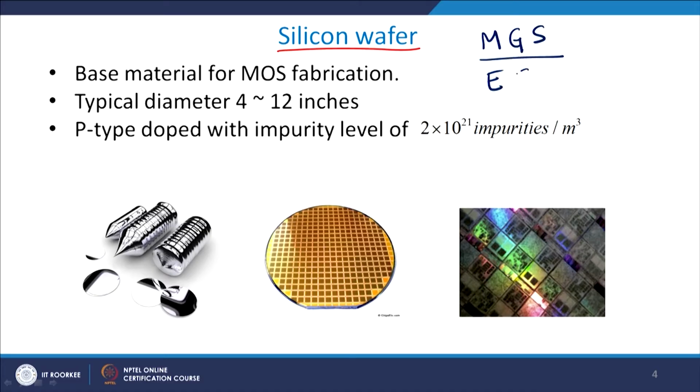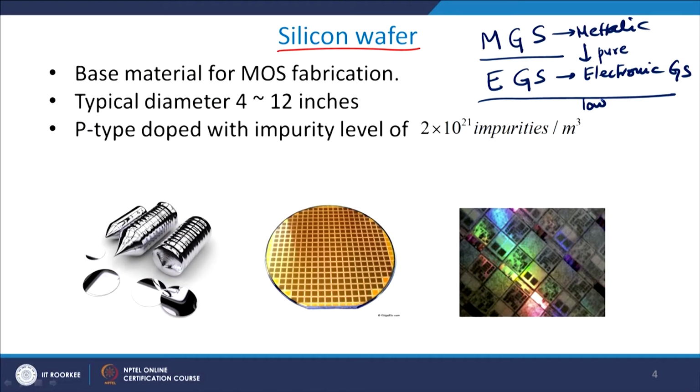You also have an electronic grade silicon. So, this is basically your electronic grade silicon, and this is your metallic grade silicon. So, as you can appreciate, this is much more pure as compared to metallic grade. So, typically when you fabricate silicon wafer, you first fabricate MGS and then you do more refining to get EGS. So, in EGS you will have very low impurity, both in terms of external agents as well as the crystal itself.